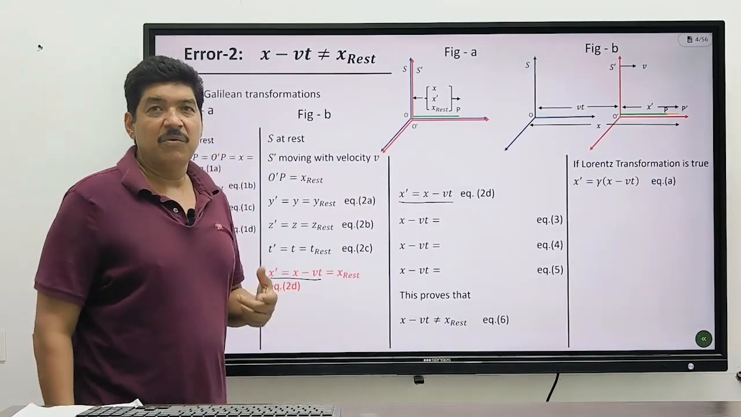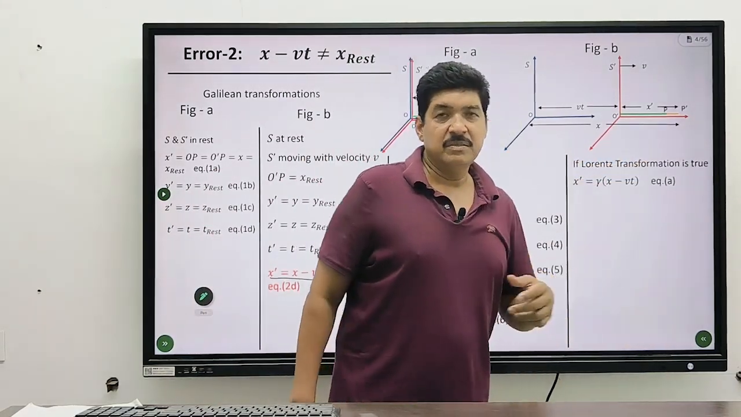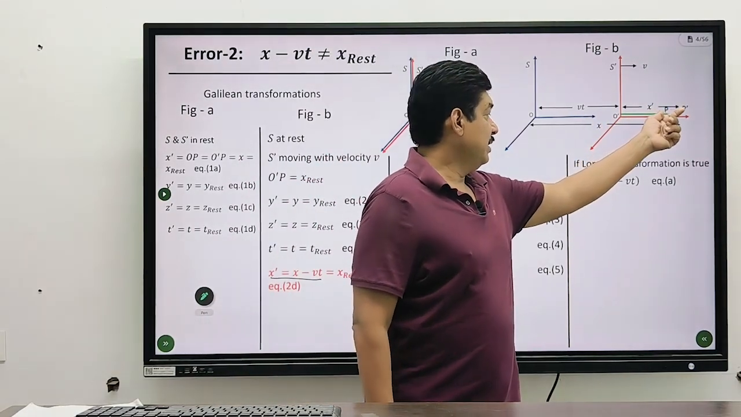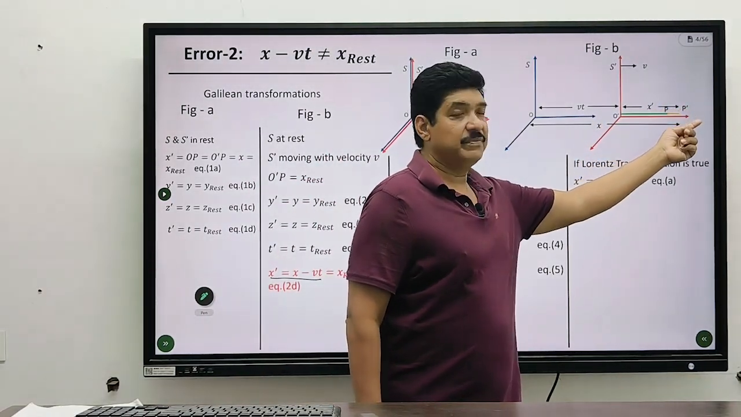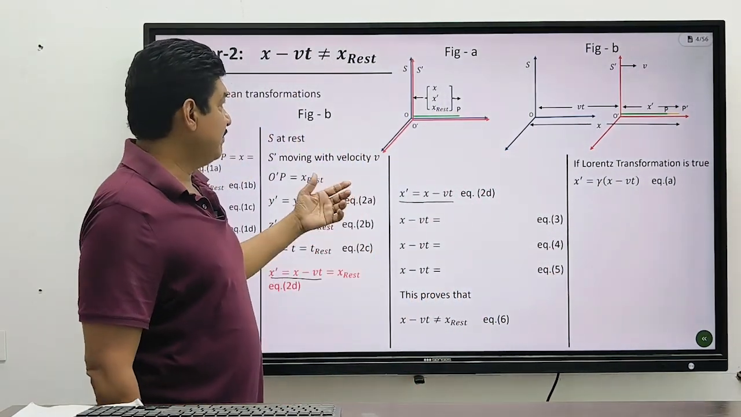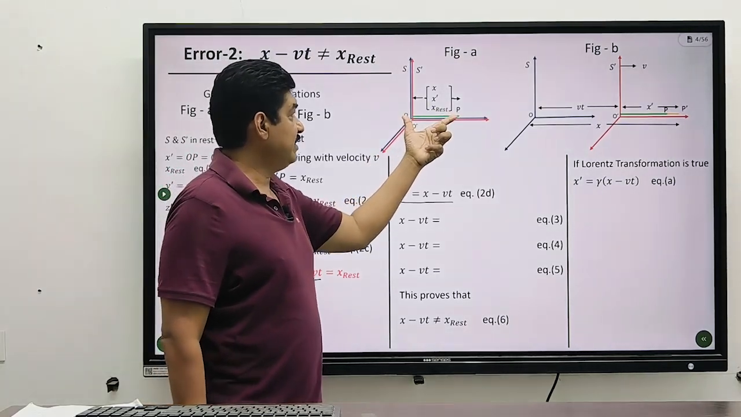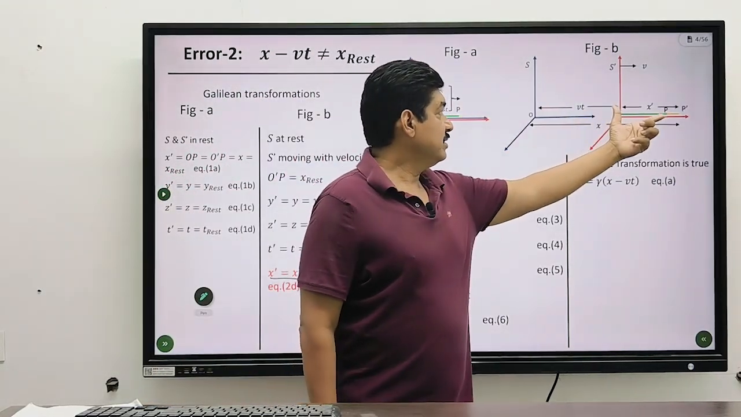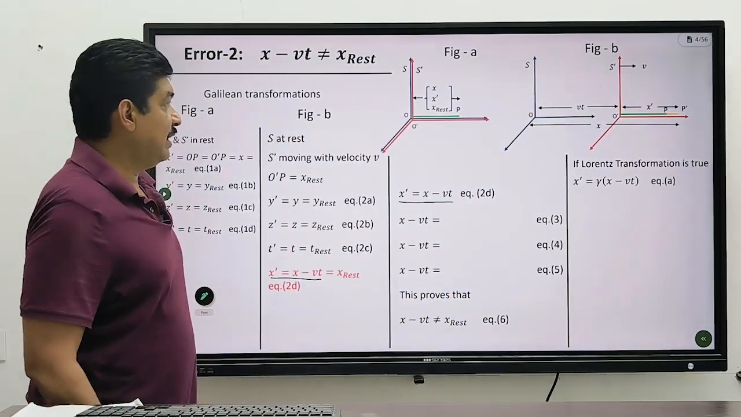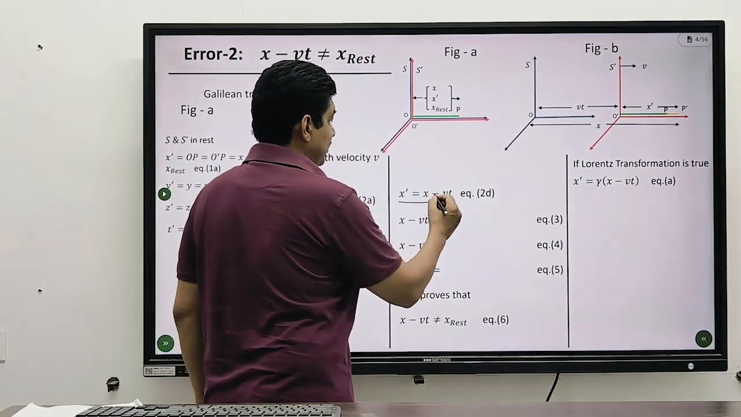But what happens? Actually, the Lorentz transformation said, or tried to prove, that point P transforms from P to P prime. So we have to prove in Galilean transformation that this length OP is equal in the moving frame of reference. That has to be x rest. So x prime is equal to x minus vt.